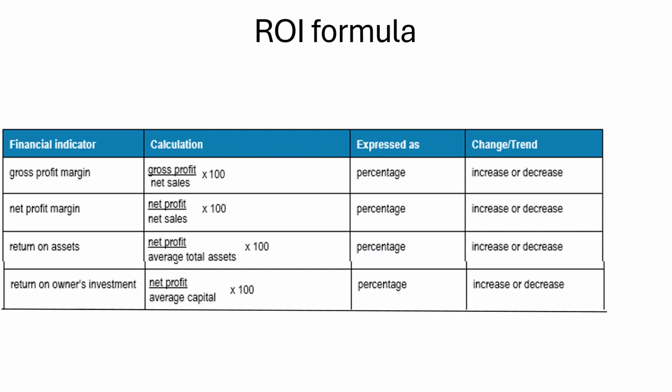So importantly, you will need to memorize the formula on this. Return, well, that's our numerator, which is net profit. And the owner's investment, well, that's our average capital. It says here, according to page 13 of VCAA, that we express this as a percentage.